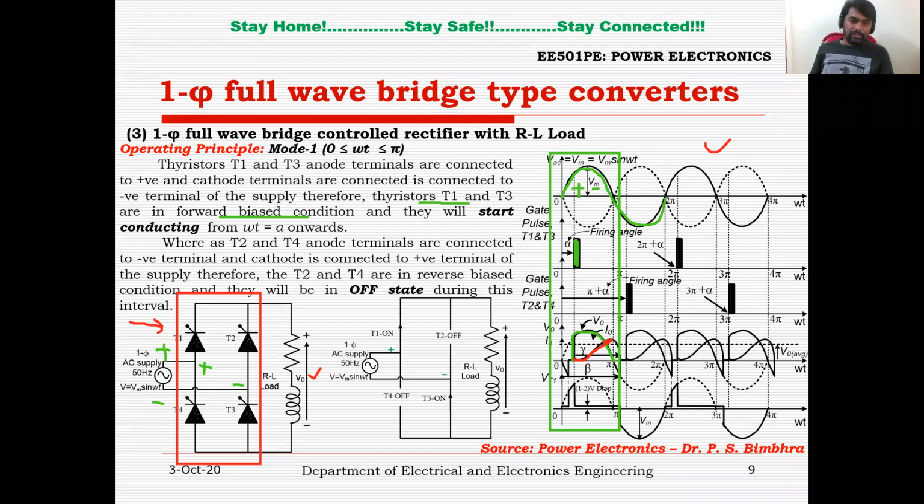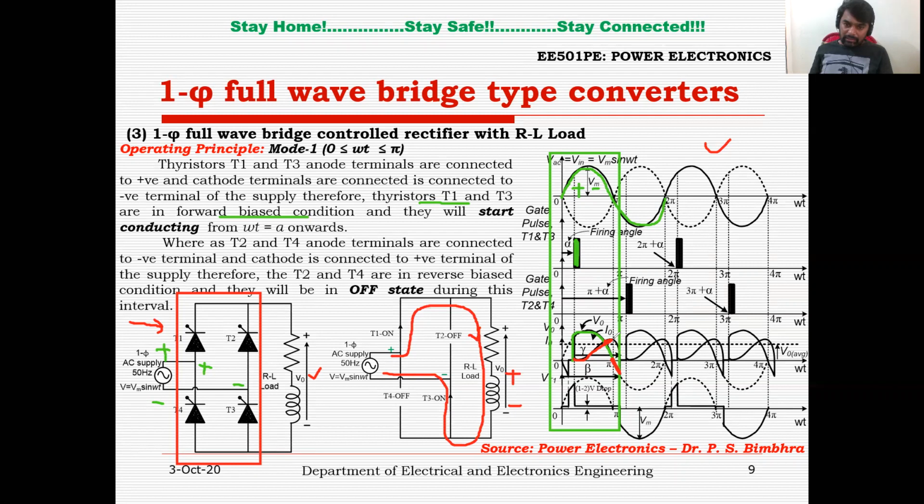So you can see the equivalent circuit when T1 and T3 are turned on. Current is leaving from positive, T1 anode, T1 cathode, resistance R, inductance L, T3 anode, T3 cathode, and back to the source. This is the direction of current. And during this interval from omega t equal to alpha to pi, the inductor is charging with this polarity across it. Now, just after omega t equal to pi, you can see we are going to see negative voltage across the load, because the output voltage is following the input voltage. So it has to follow the input voltage.